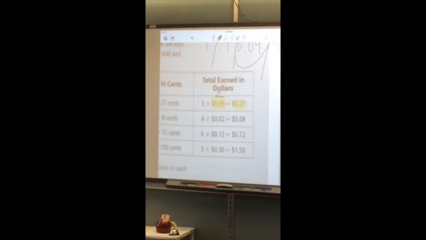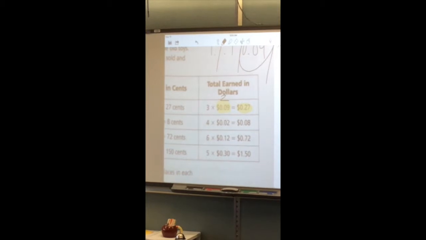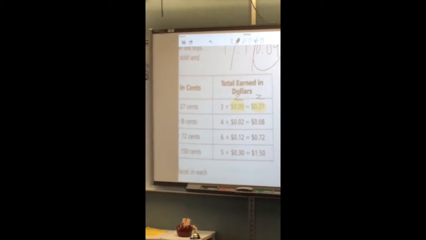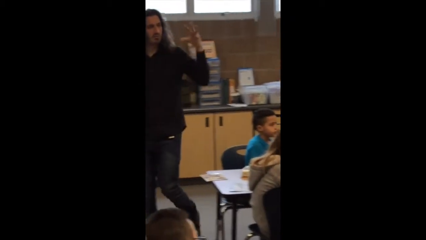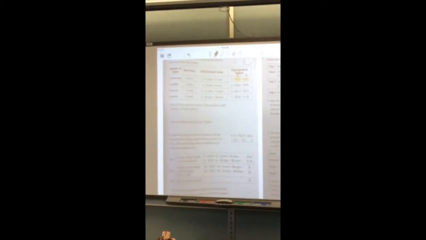How many decimal places do we have in our answer also? 2. Look at that similarity right there. Because there are 2 decimal places before the equal sign, there will be 2 decimal places after the equal sign too. Okay? You kind of all understand what's going on here?